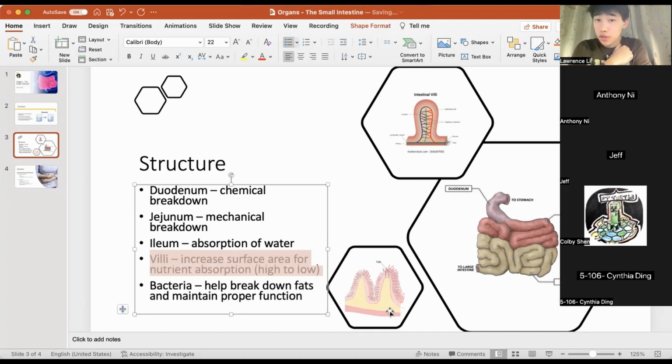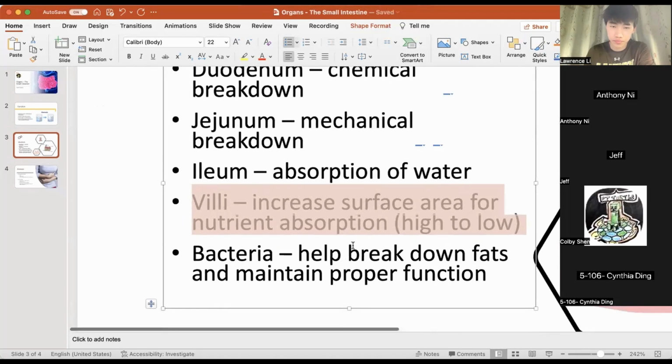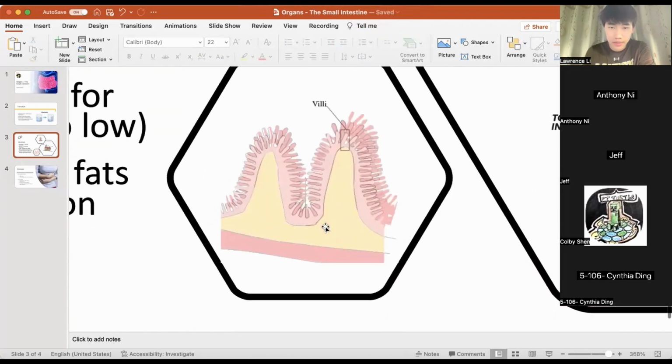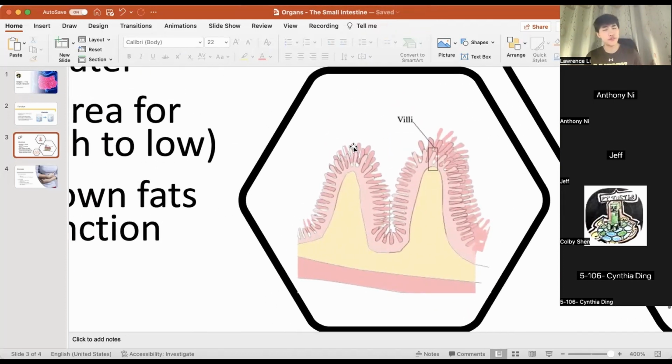How do I explain this? So the small intestine is not actually smooth. Okay, so let's look at this diagram right here. Here we go. Wow. This diagram is what the inside of your small intestine looks like. It looks kind of furry, doesn't it? It looks like there are little hairs sticking out.